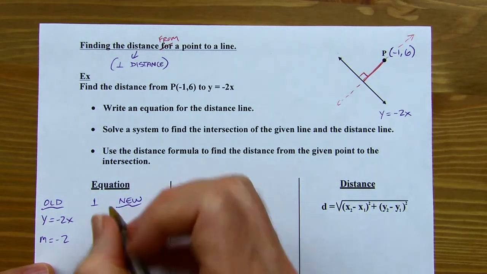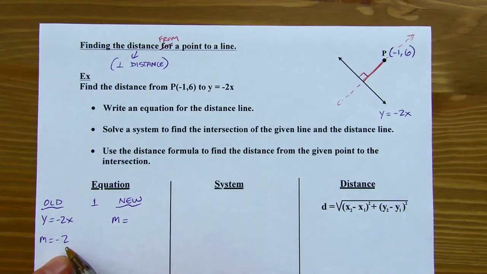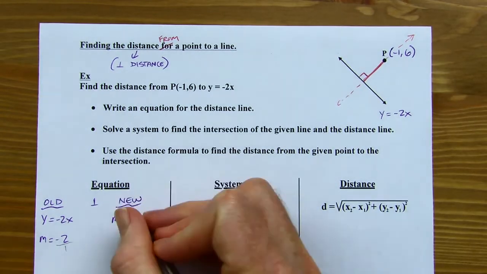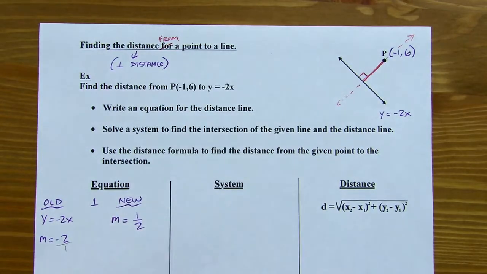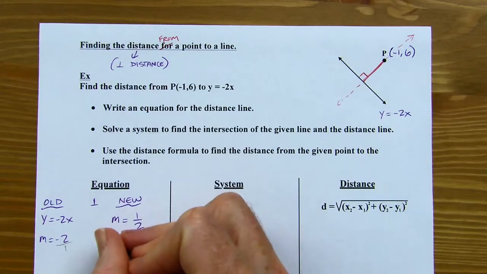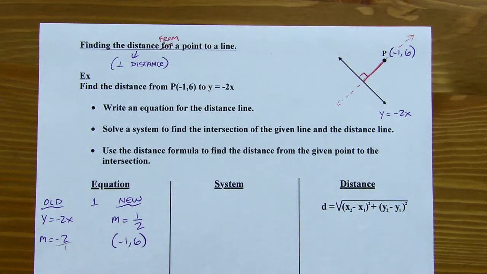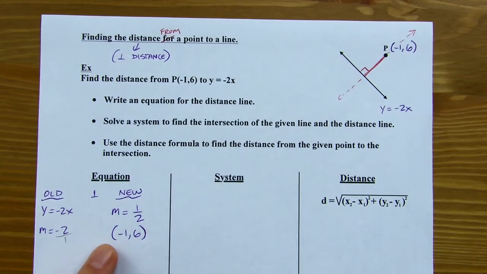I can already see here the slope is -2. I know they're perpendicular slopes, so I'm going to use the opposite reciprocal of -2. Remember, you can think of this as -2 over 1, so the opposite reciprocal would be +1/2. And for a through point for this line, I've got point P. Now I'm in business. I'm going to write this in slope-intercept form.